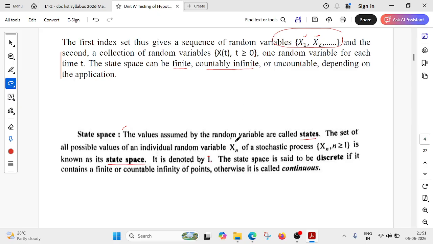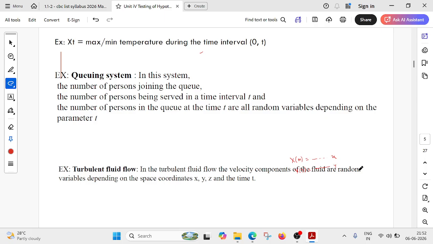Then, what is the state space? The values assumed by the random variables are called states. The set of all possible values of an individual random variable Xn of the stochastic process, where n is greater than or equal to 1, is known as the state space. It is denoted by S. The state space is said to be discrete if it contains finitely many or countably infinite points, otherwise it is called continuous. Then X(t) is equal to the max or min temperature during the time interval 0 to t.